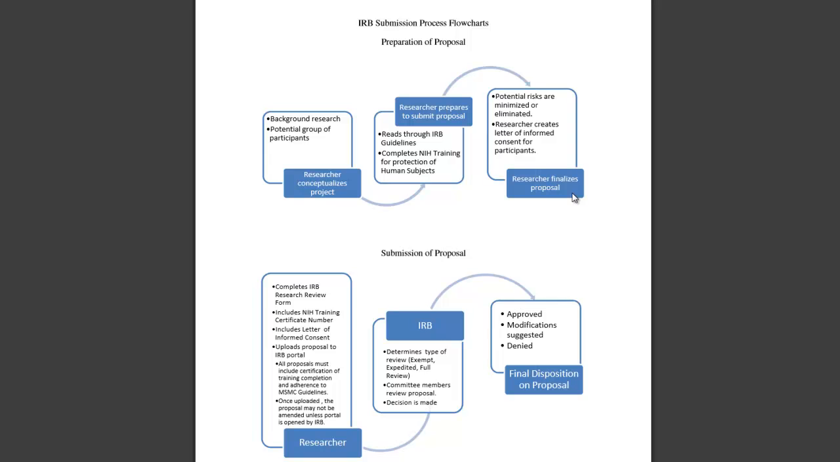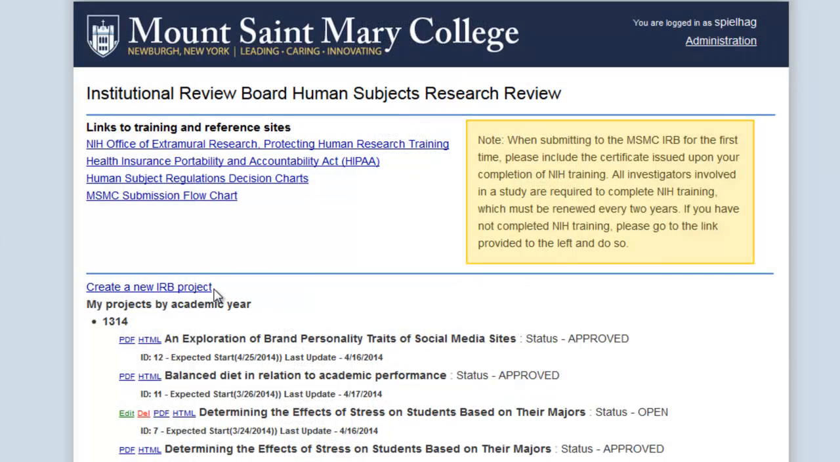If there are modifications needed, it will go back to you on the portal, and it will be opened for you to go and amend. If the proposal is denied, you will also find that out on the portal. In the last year of 30-some proposals, only one was denied. The denial was related to a risk factor that was not met.